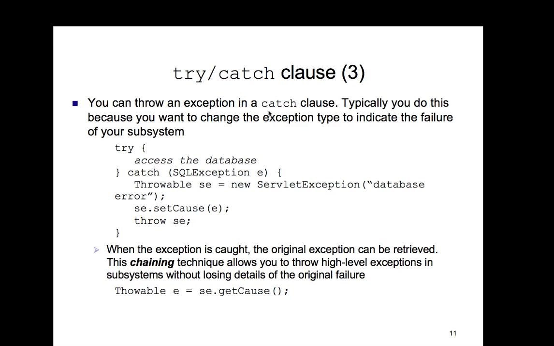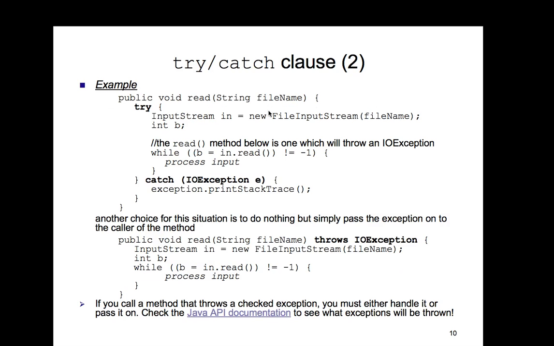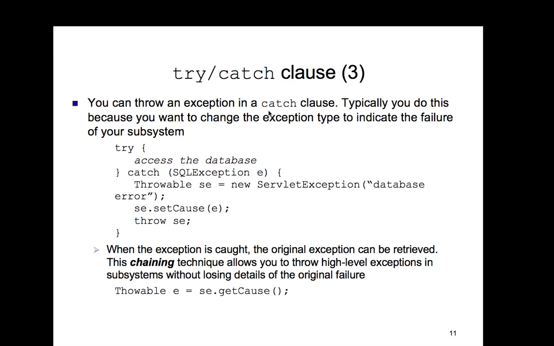So you can throw an exception with the catch clause. Typically, you want to do this because you want to change the exception type, indicating failure of your subsystem. So we try catch SQL exception. Here we just have try catch IO. We can change the exception clause to an SQL exception, and we can say catch that one. And then we can say Throwable SE is equal to new ServletException, database error, and then we can throw SE here to catch that particular error message or sequence of error messages that might come out of that.